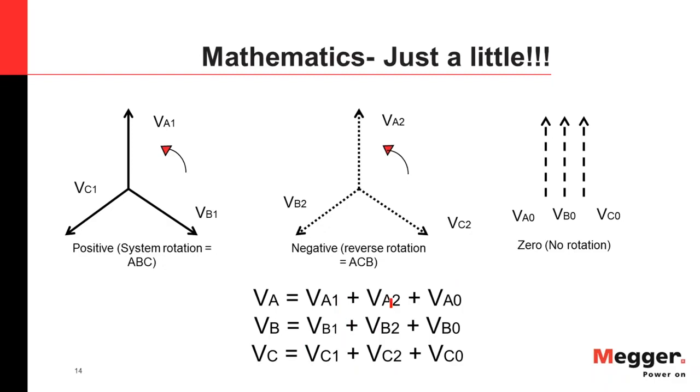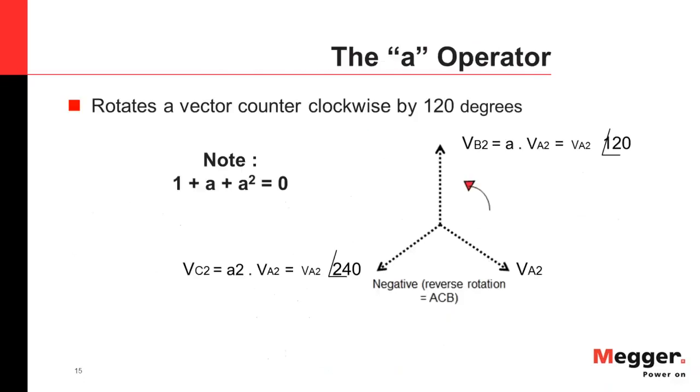So what he suggested was, okay, let's take a concept of A operator. According to him, the A operator would be nothing but a vector. If you rotate it in the counterclockwise direction by 120 degrees, keeping the magnitude constant, you will get the other vector.